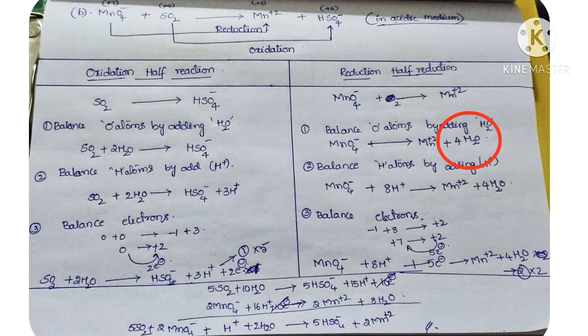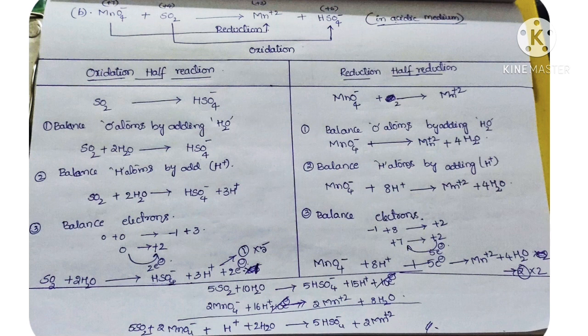And the next step, we balance hydrogen atoms by adding H plus ions. On the right side there are 8 hydrogens and on the left side there are no hydrogen atoms. That's why we add 8 H plus ions on the left side. So the oxygen atoms, hydrogens, and manganese are all balanced.